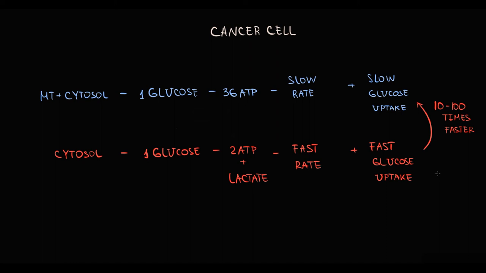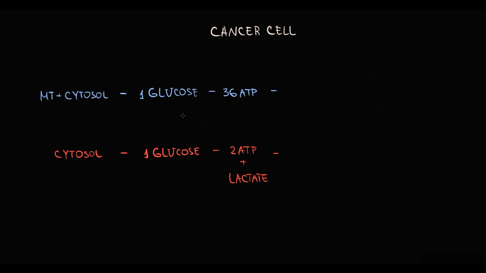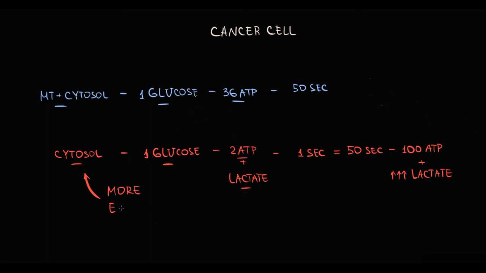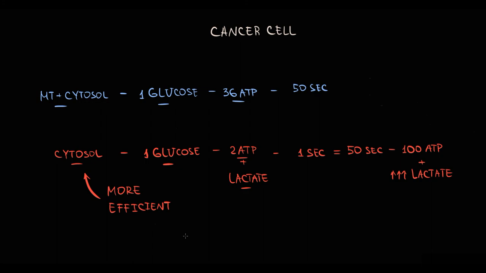Now, to understand the benefits, let's suppose that full degradation of one glucose molecule in the cytosol and then in the mitochondria takes 50 seconds, and this results in the release of 36 ATP molecules. The degradation of one glucose molecule in the cytosol results in production of only 2 ATP molecules and lactate, but it requires just 1 second. So in 50 seconds, by anaerobic glycolysis, a cancer cell will produce 100 ATP molecules and a great amount of lactate. So when we are talking about energy production per time, degradation of glucose in the cytosol is more efficient, and this provides a great amount of energy for cancer cells for their rapid proliferation and growth.